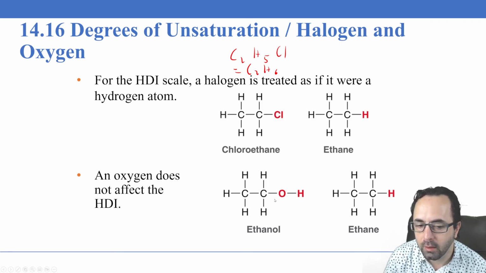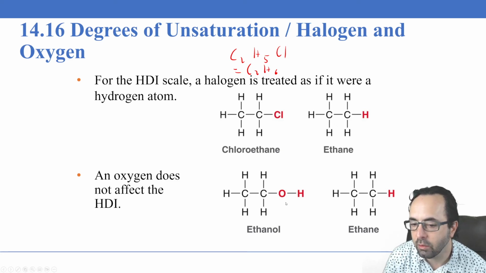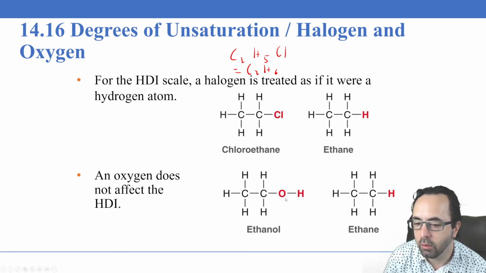Oxygen will have no effect on the hydrogen deficiency index. So if you have an oxygen, you can essentially ignore it. If you have the right number of hydrogens while ignoring the oxygen, you're saturated. For every 2 hydrogens you're missing, you have 1 degree of unsaturation.